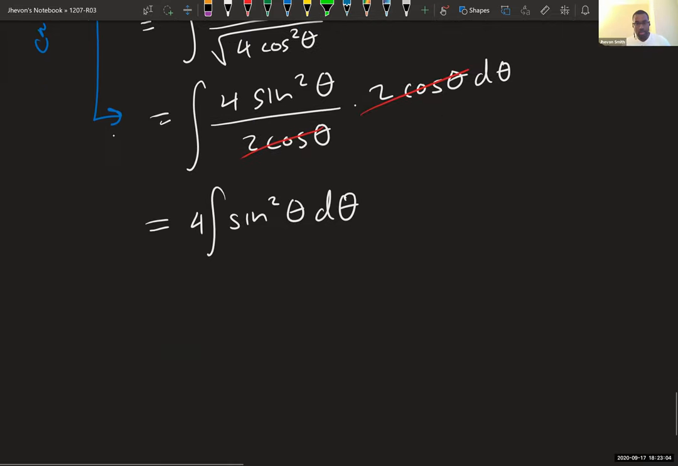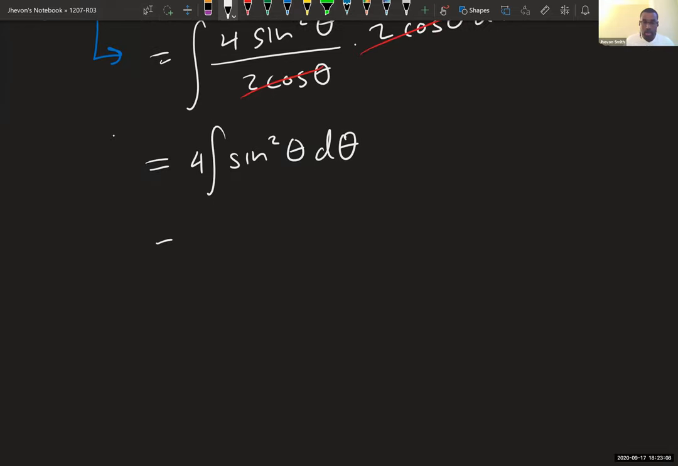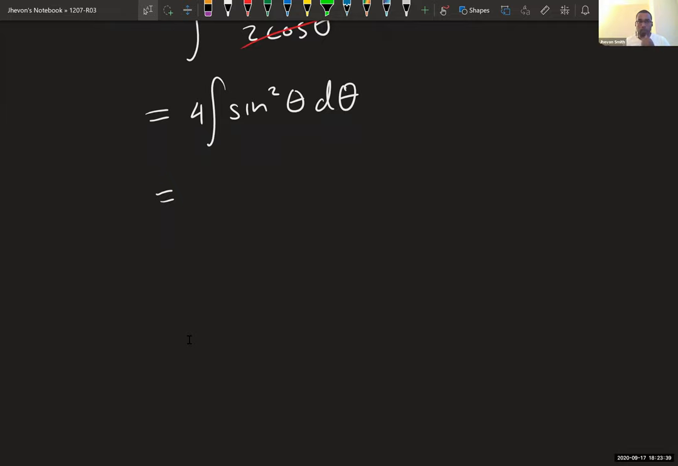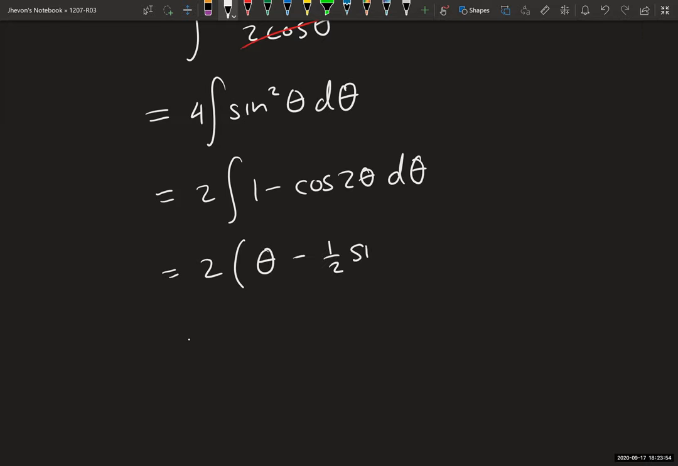Okay, but eventually we are here. How do we integrate sine squared? Well, isn't this from last time? The sine power is even and the cosine power is also even. So what do we do? This is the even case, so a double angle. What's the double angle for sine? One half times 1 minus cosine of 2 theta. So this becomes that, which we can integrate and get that. Now this is the answer.